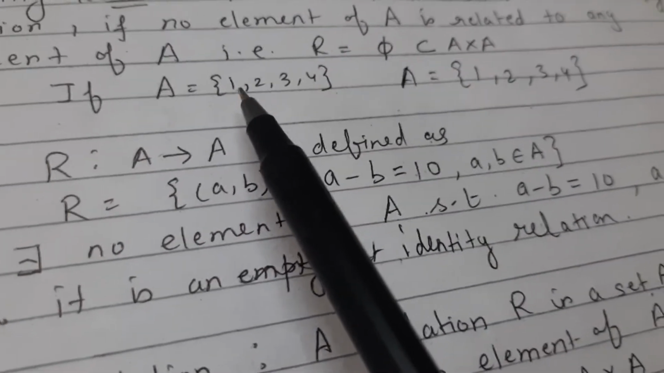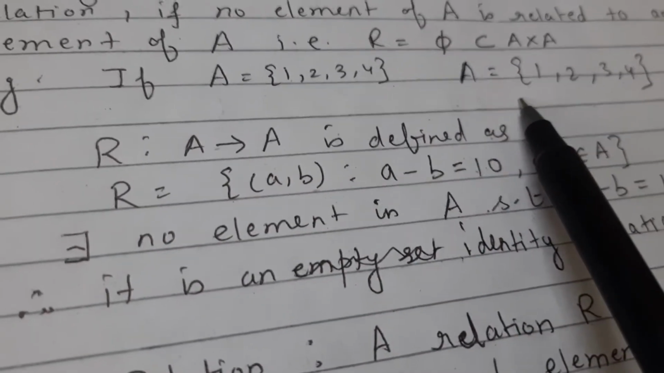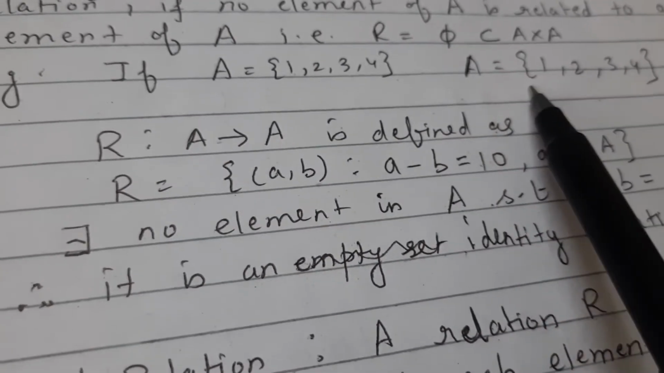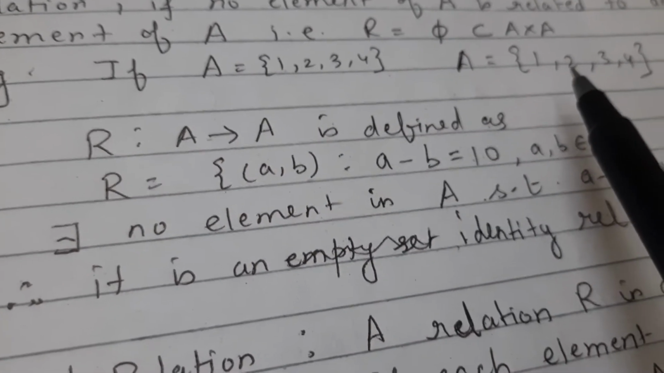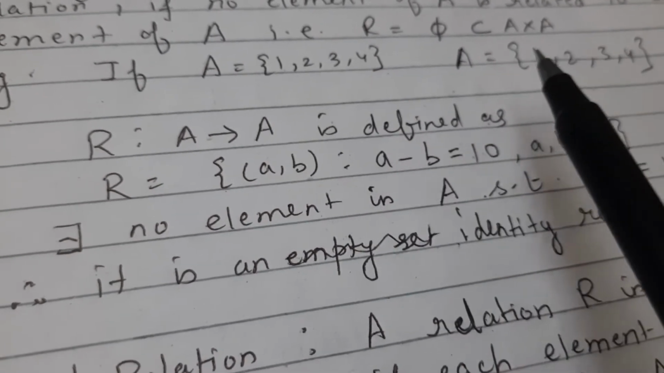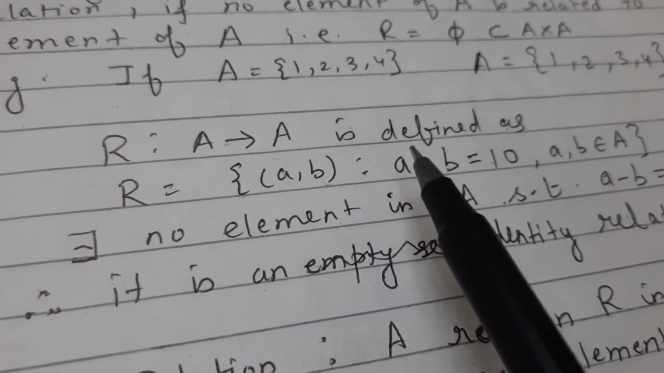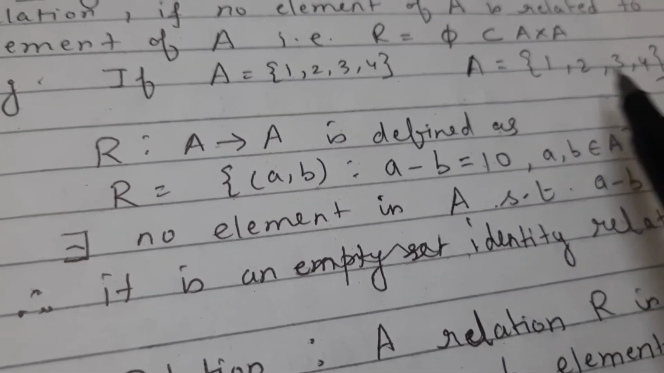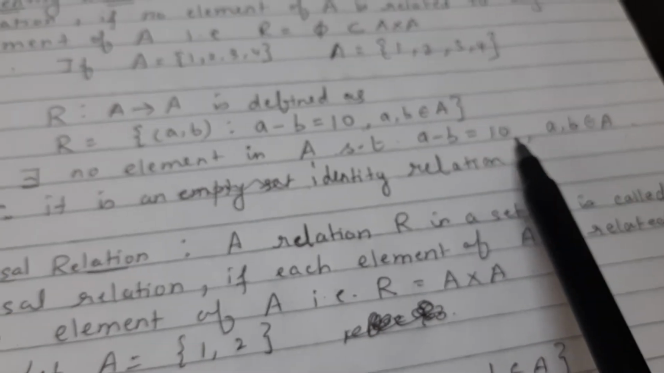So does any pair have the difference as 10? 1, 1: 1 minus 1, is it 10? No, it is 0. 2 minus 1 is 1. 3 minus 1 is 2. And 4 minus 1 is 3. 4 minus 4 is 0. So there exists no element where the difference is 10. It can be negative, you can say 3 minus 4 is minus 1. But there is no element whose difference is 10. So there exists no element in A such that A minus B is equal to 10.